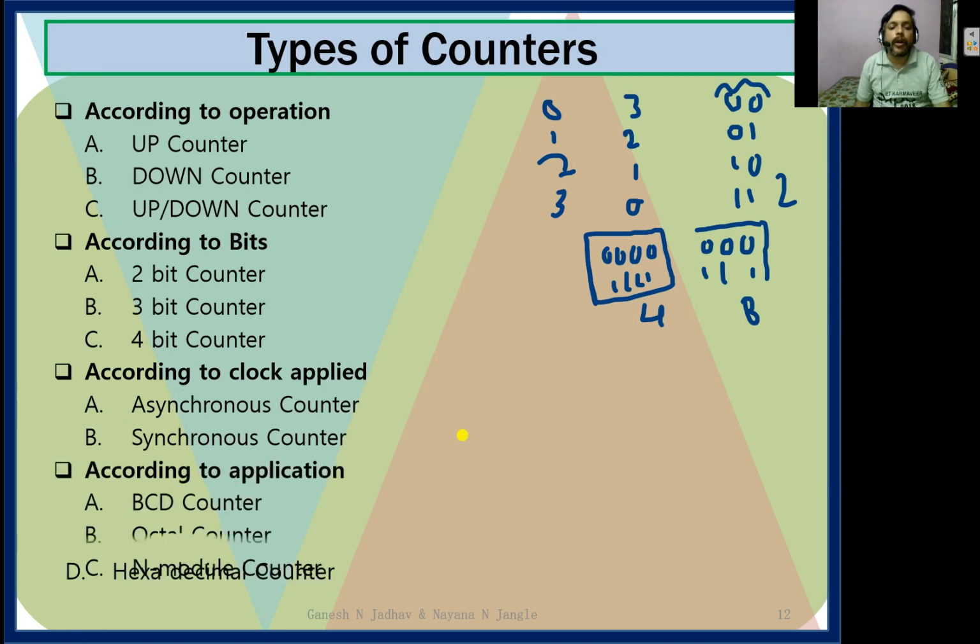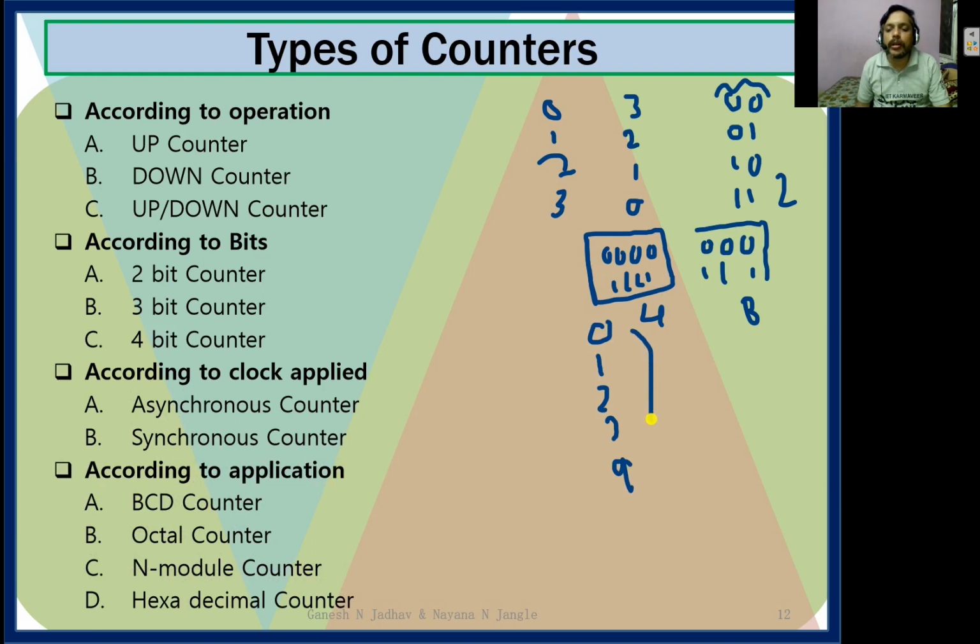Then according to the applications, a BCD counter counts from 0, 1, 2, 3 likewise up to 9. The total numbers they are counting is 10, hence it is called a BCD, binary coded decimal counter. An octal counter will count from 000 to 111. It is also called a 3-bit counter.